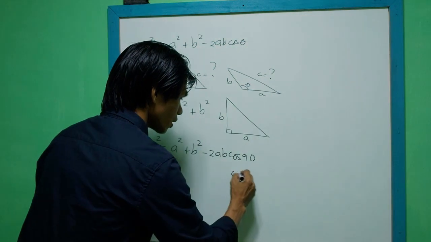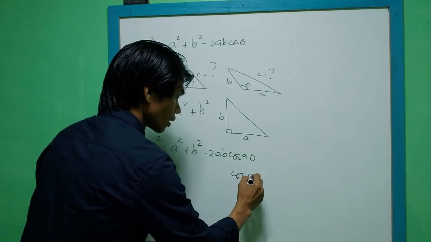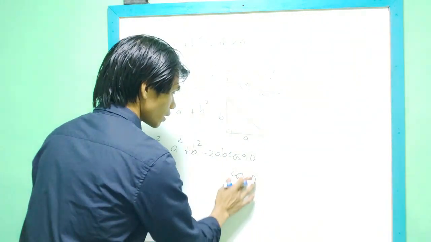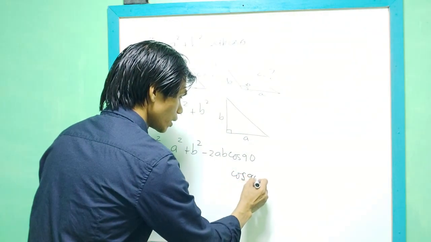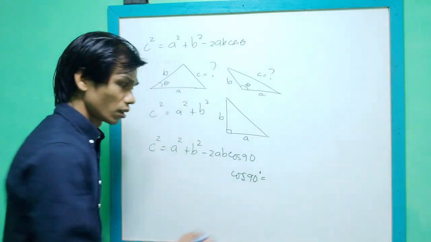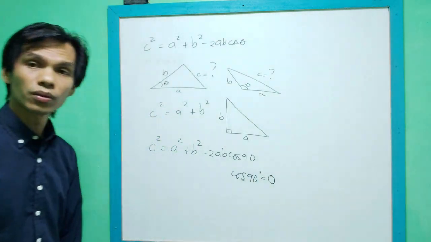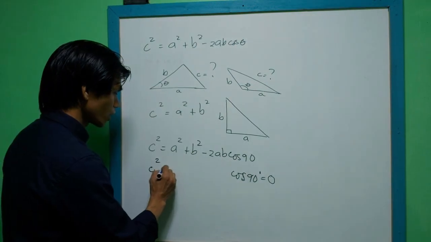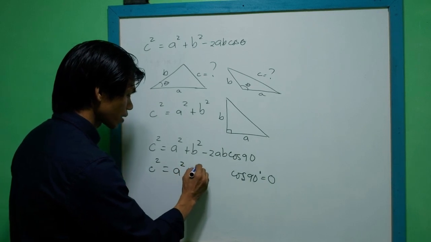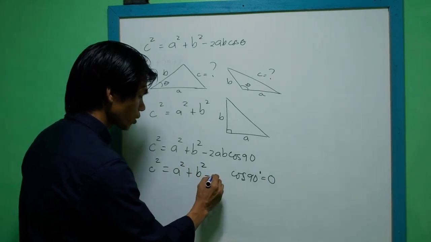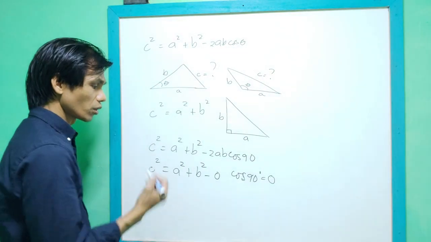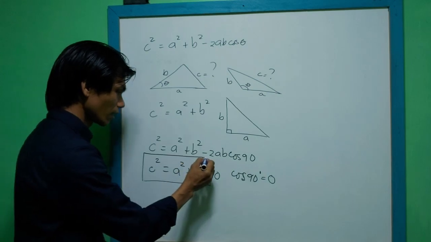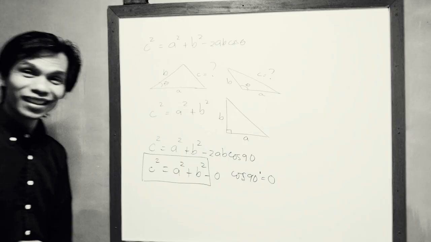Cosine of 90 degrees. Try natin. Cosine 90 degrees is equal to, correct, 0. And so meaning, kung ilalagay natin dito, c squared is equal to a squared plus b squared minus 0. So, anong natira? Eto. Wow! Hold up! Wait a minute!